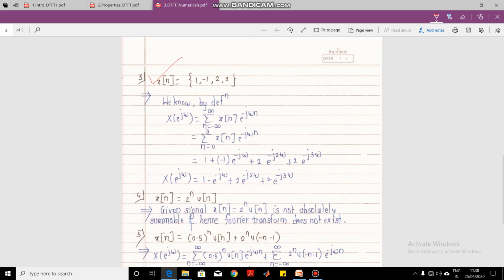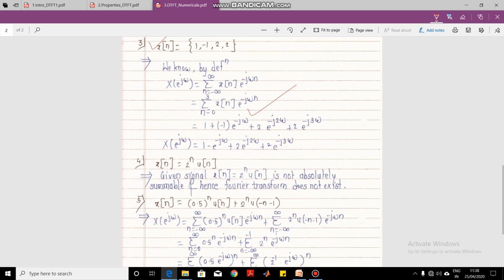Now we can have a discrete time signal here. It is an aperiodic signal. There are only 4 samples here. Now if you substitute this in this equation, our range, which was from minus infinity to infinity, will change from 0 to 3. So this is 0, this is 1, this is 2, this is 3.